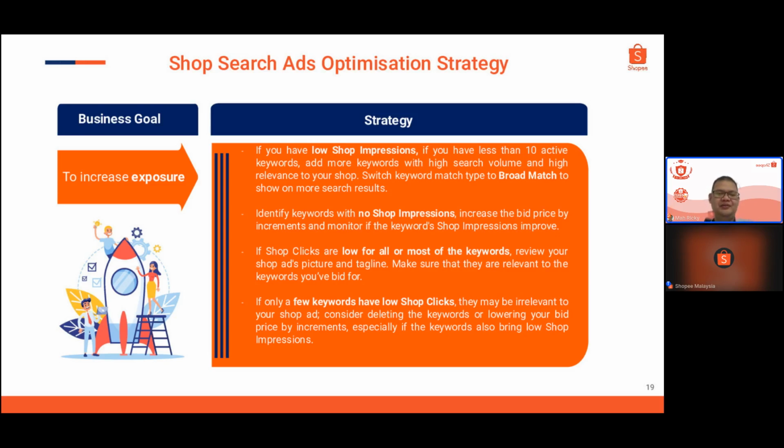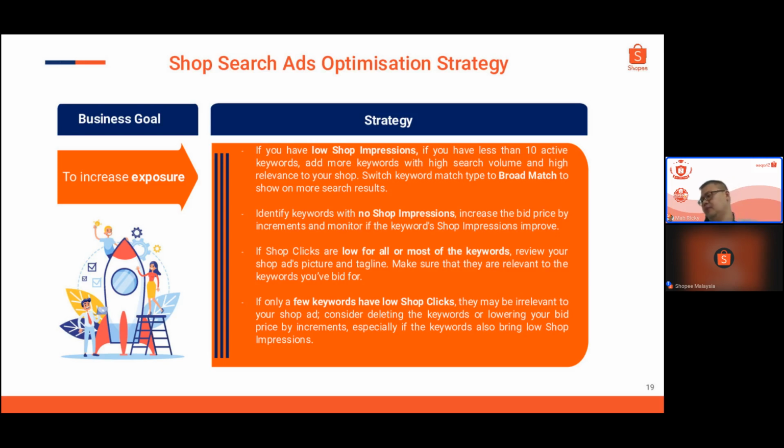Unless else you will lose the money. So this one is talking about 10 active keywords. We can add more keywords to increase exposure. And then the second thing is the show. Let's say the keyword has no impressions, so we can increase the bid price.